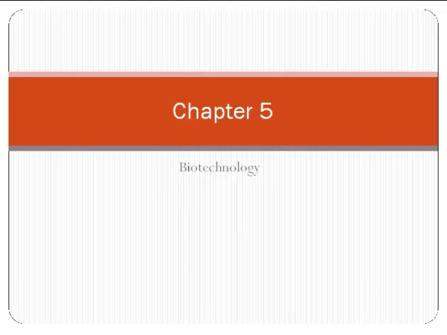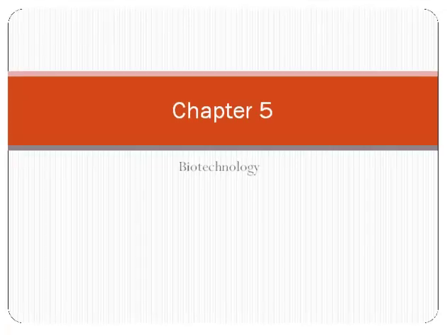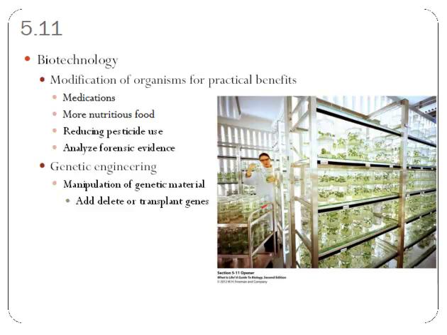Alright, now we need to look at the second half of Chapter 5, which deals with biotechnology. So first of all, we need a basic definition. What is biotechnology? Biotechnology is the modification of living organisms for practical benefits, usually to benefit humans in some way. Biotechnology is used to produce medications, more nutritious food, reduce our impact on the environment, and also it's used in analyzing forensic evidence. And we'll go through each of these in more detail.